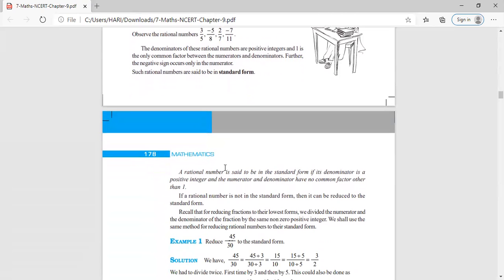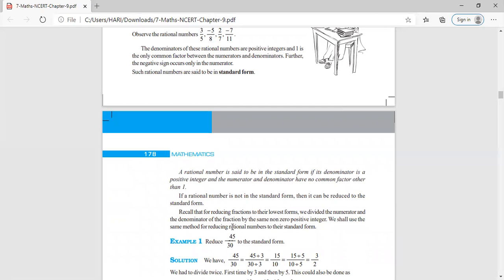See, a rational number is said to be in standard form if its denominator is a positive integer and the numerator and denominator have no common factor other than 1. Or we can say the numerator and denominator will be in the simplest form and the denominator should always be positive. We will consider some examples.